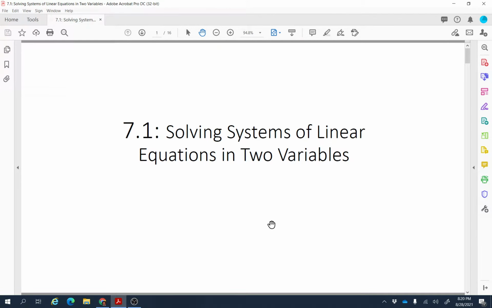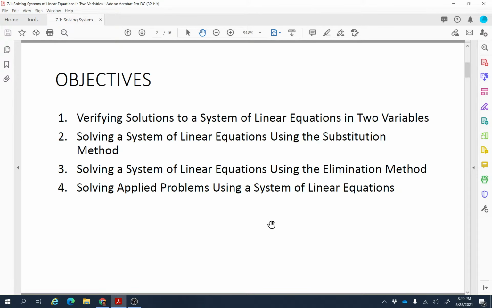In this section, we're going to discuss how to solve system of linear equations in two variables. These are our objectives. First of all, we'd like to verify whether a given ordered pair is a solution of a system of linear equations or not. We are going to discuss how to solve system of linear equations using two methods, substitution and elimination. And then finally, we're going to see some application problems.